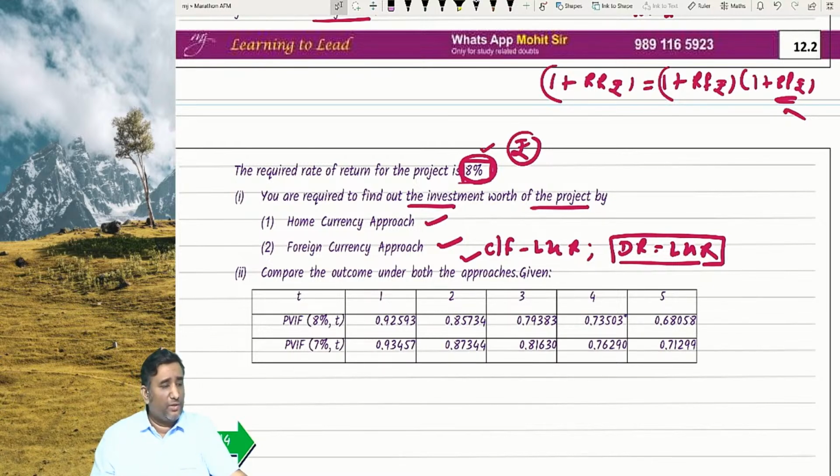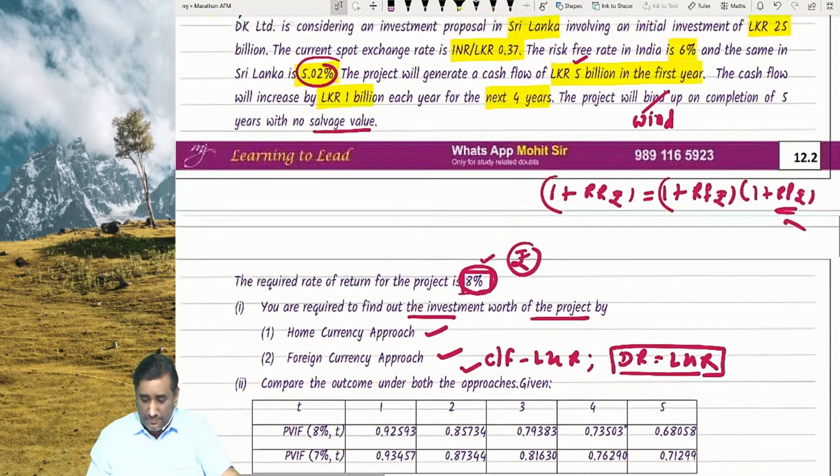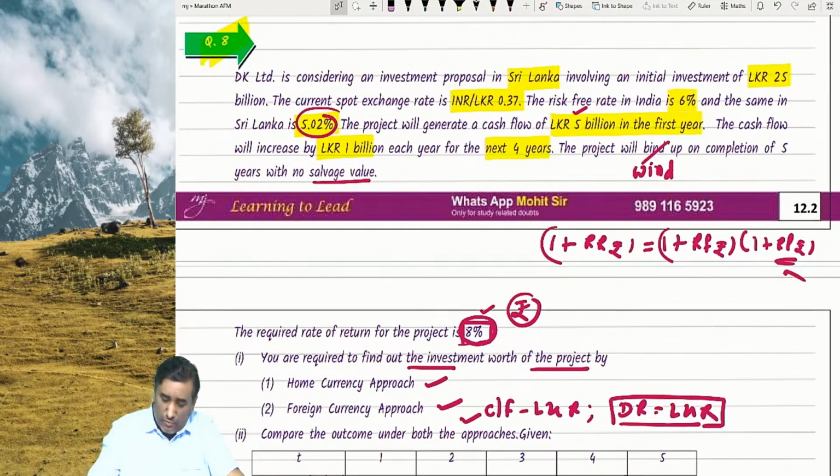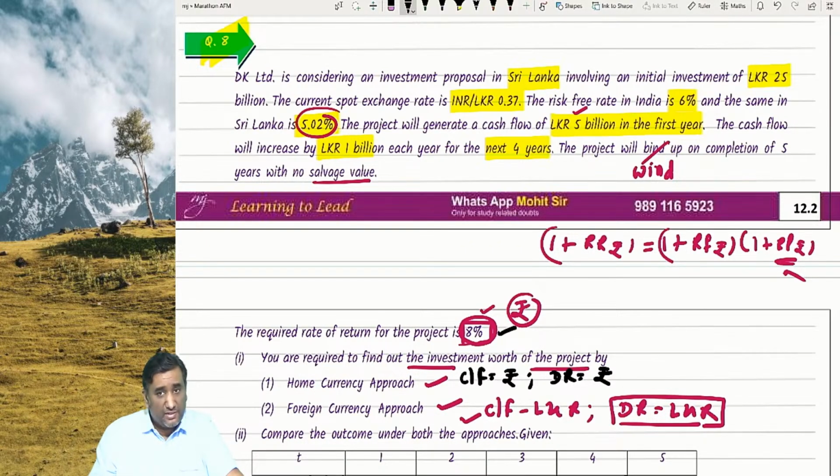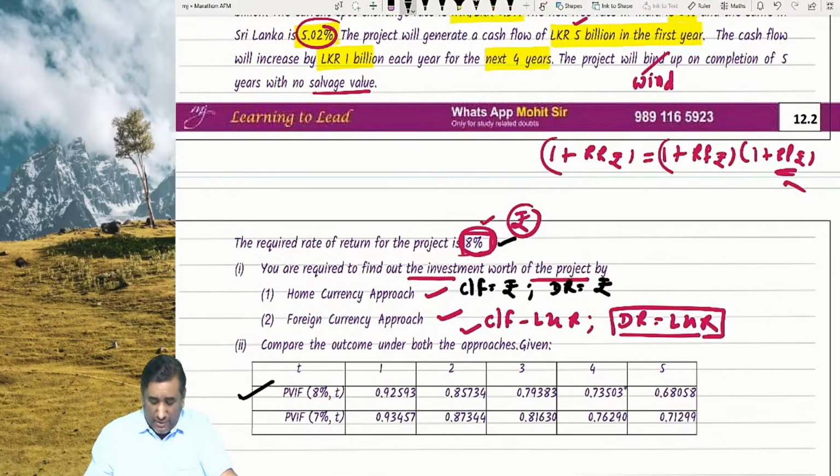Now let me give you one hint. Look up. If you work smartly in the exam now, in home currency, you'll do what? Cash flow should be in what? Rupee. Discount rate. Is the discount rate given in rupee? How much percentage? 8%. So cash flows you have to convert. We'll speak about this. Present value interest factor, present value factor 8%. Second factor is given what? 7. It means this answer should come around.